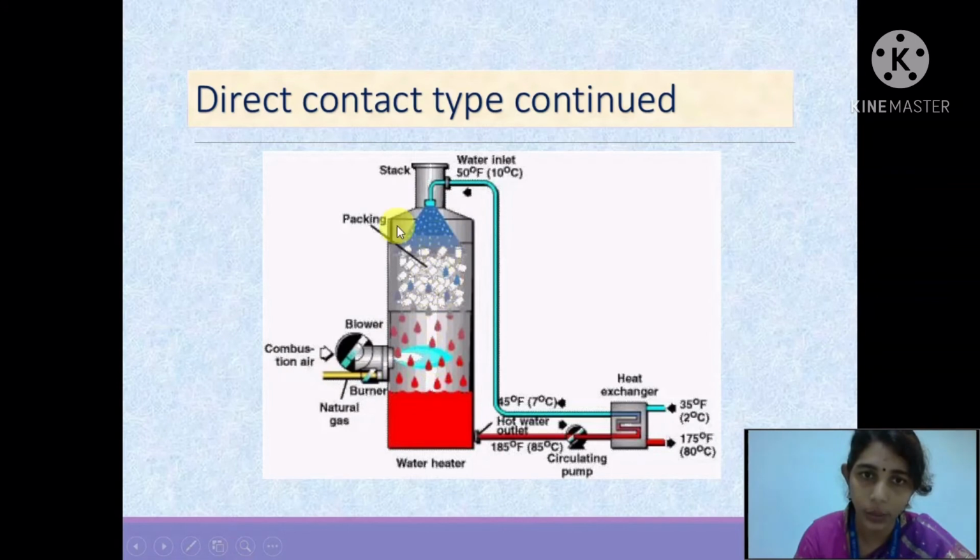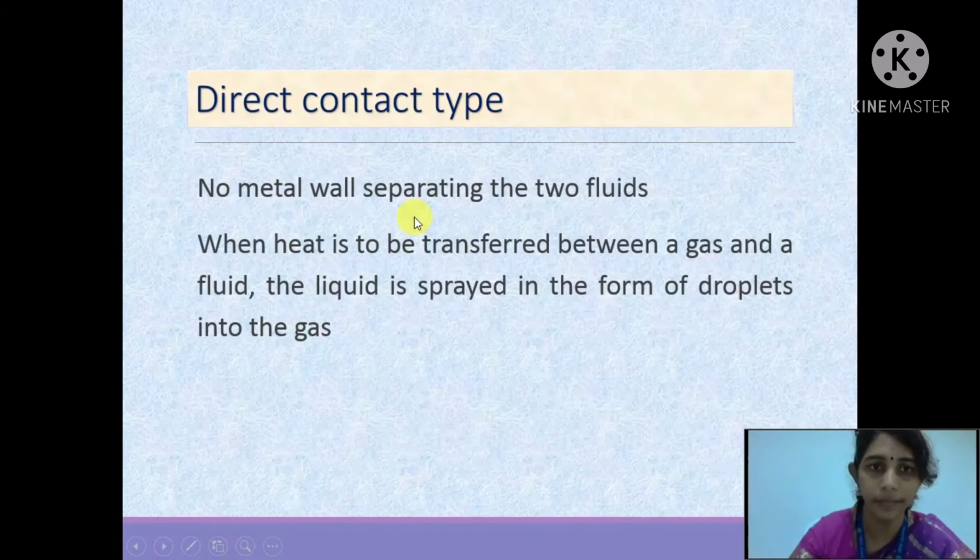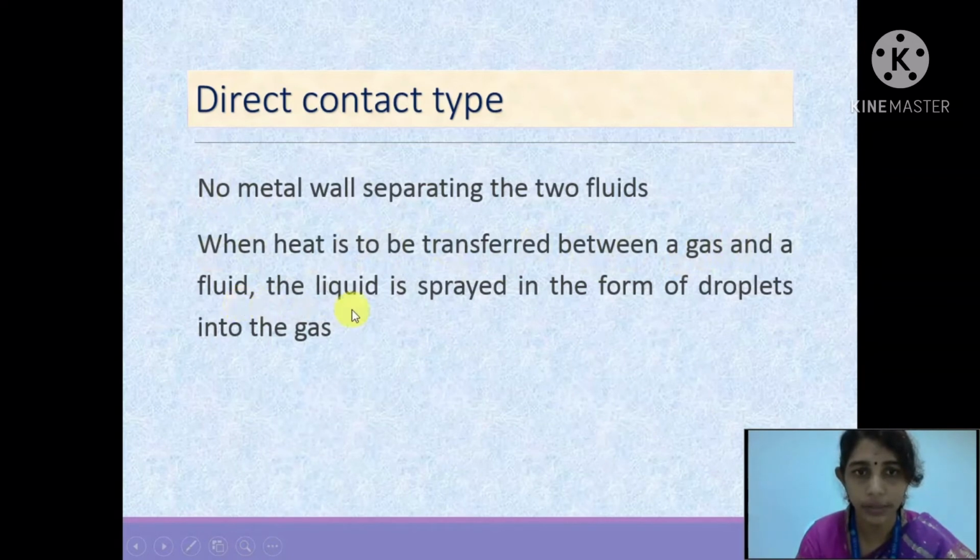So I can say the water droplets as well as this air are both mixed together and this water gains temperature and comes out as hot water at 85 degrees Celsius, whereas this combustion air loses temperature and escapes through the stack. So this is an example of a liquid and a gas mixing with each other. Whenever heat is to be transferred between a liquid and a gas, either the gas will be bubbled through the liquid or the liquid will be sprayed on the gas. So to recap, when heat is to be transferred between a gas and a liquid, the liquid is sprayed in the form of droplets into the gas.